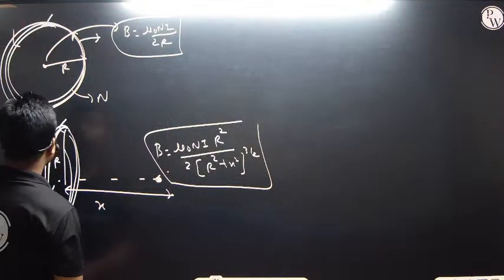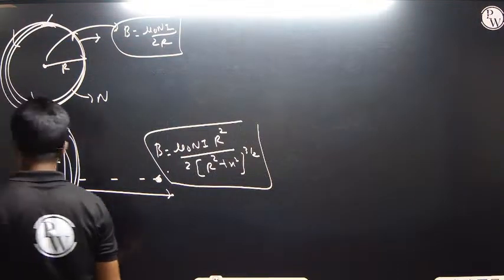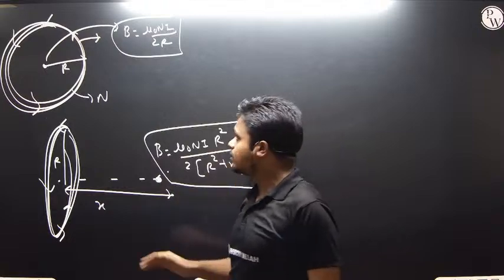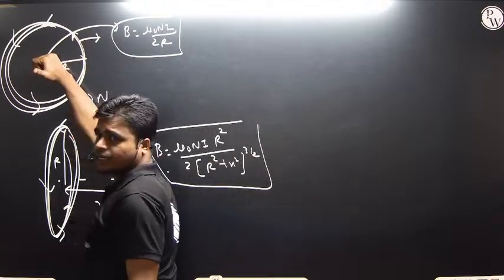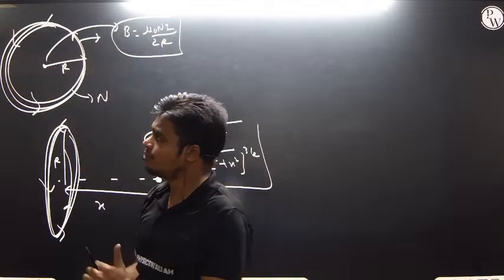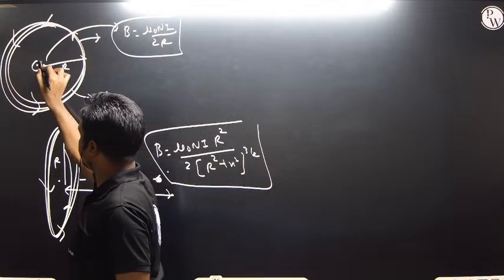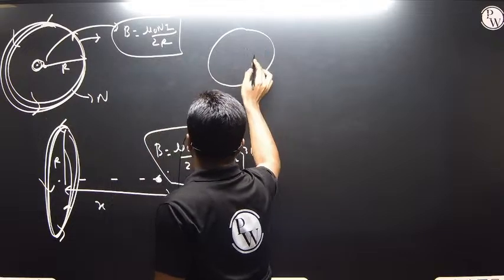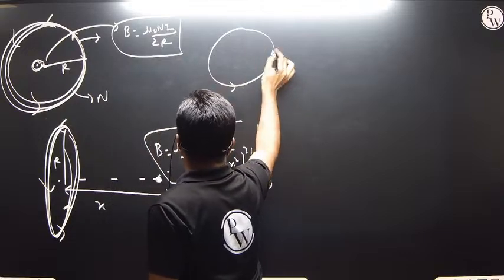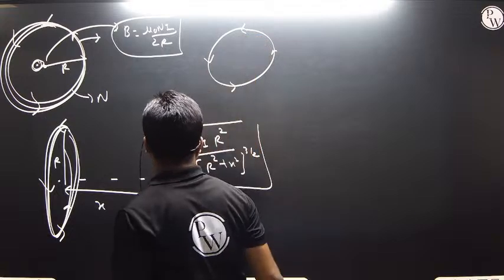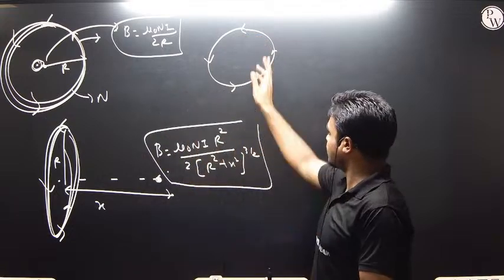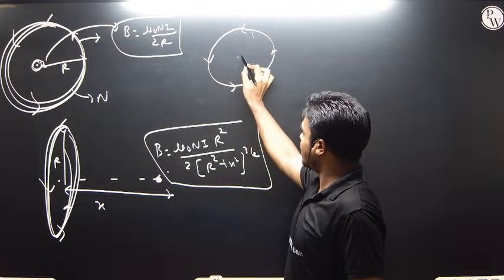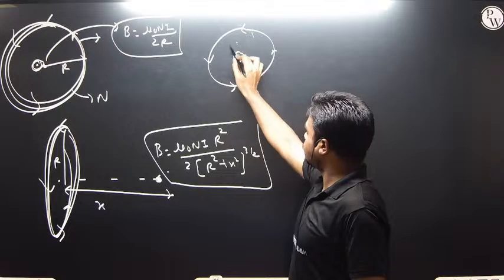If you talk about the circular coil, rotate your fingers in the direction of the current, and the thumb will give the direction of the magnetic field. In this particular case, the direction of the magnetic field will be towards outside. Here the current is anti-clockwise, and the direction of the magnetic field because of this is outward, and this is what we define.